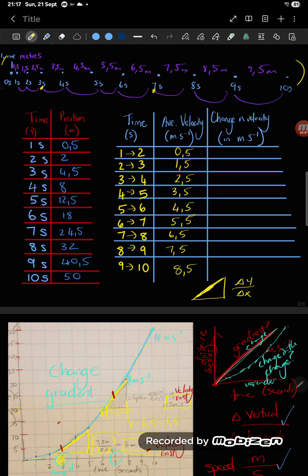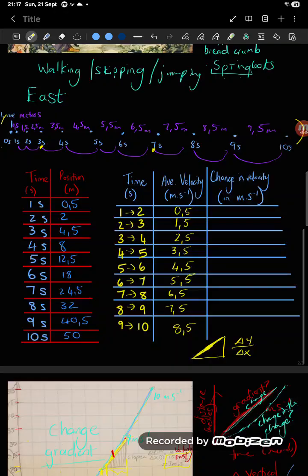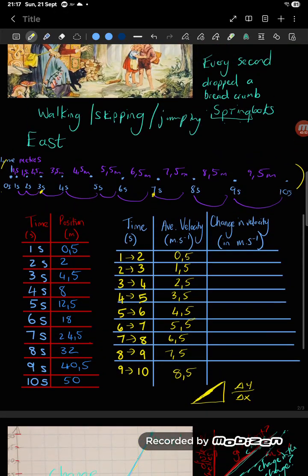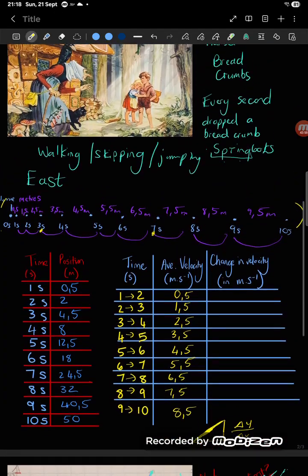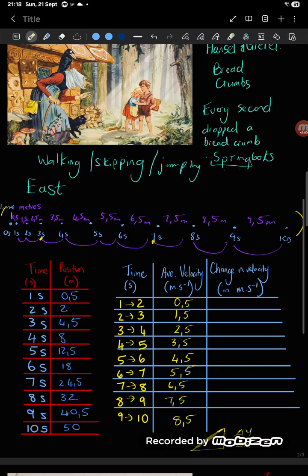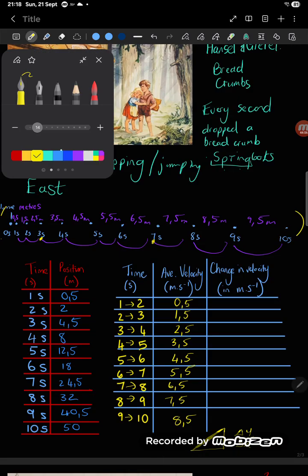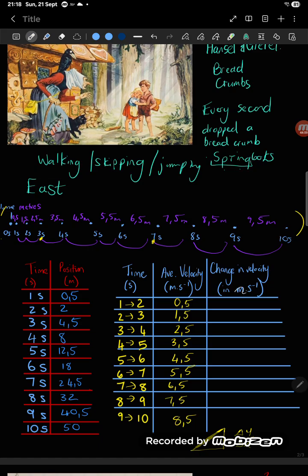What can you tell me about Hansel and Gretel's change in their change in distance, or their change in velocity? What can you tell me? Again, they were excited. Now, what was the change? I have 1 meter per second change, 1 meter per second, 1 meter per second, 1 meter per second. Change in velocity.